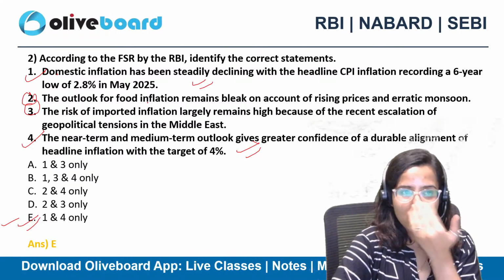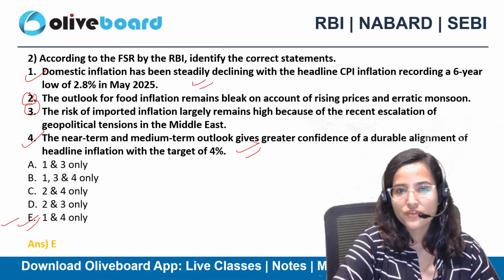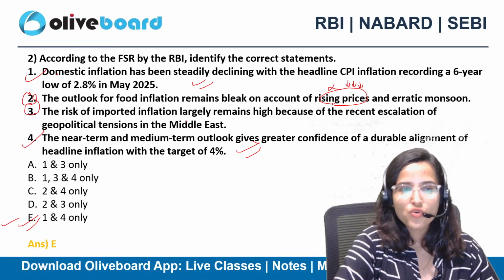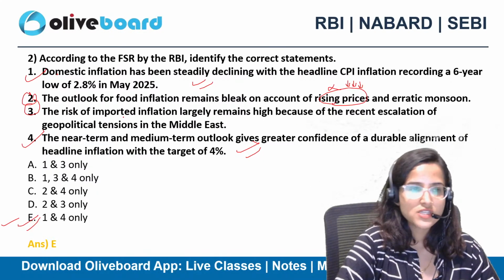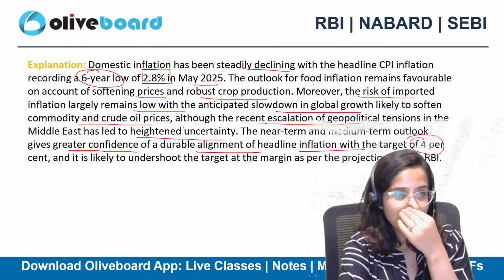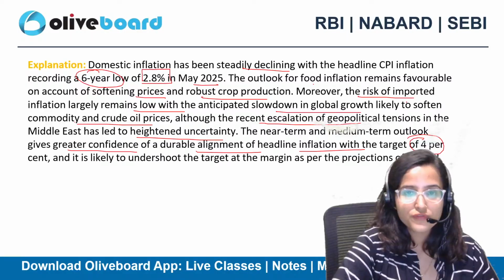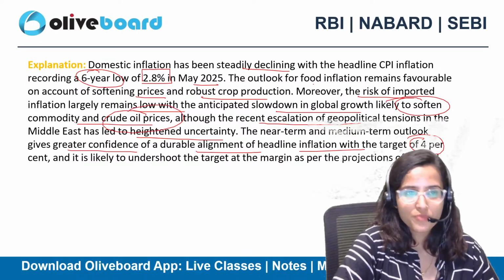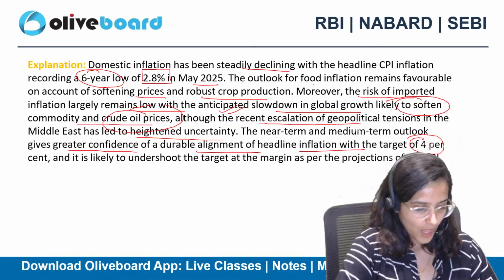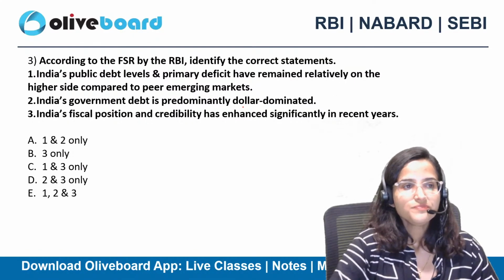First is correct. Outlook for food inflation remains bleak on account of rising prices? Not rising prices, but falling prices. Risk of imported inflation largely remains high because of recent escalation of geopolitical tensions in the Middle East? We are talking about geopolitical tensions, but it is going to soften commodity and crude oil prices, not increase them. Okay, because there's an anticipated slowdown. I hope this is clear to all of you.